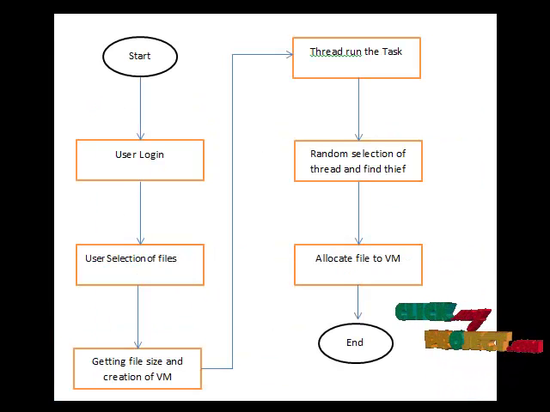In the data flow diagram, first the user logs into the process, then the user selects multiple files from the file chooser, and after that we get the file size for all the files selected by the user. Then we create the virtual machines for our process, then we run the tasks, then we select multiple random threads, finally we find the theft, and then we allocate the user-selected file to the particular VM.